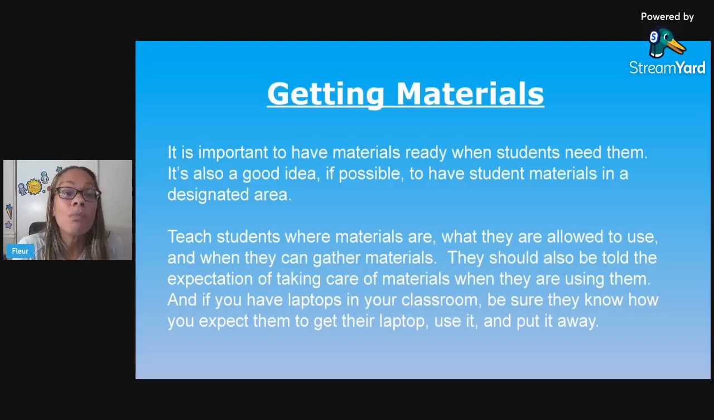So you'll want to teach them where things are. One way I did that was with my scavenger hunt. They need to know what they are allowed to use and when it is appropriate to go and gather materials. They should also be told how to take care of them, the expectation when they are using materials. And if you have laptops in your classroom, they need to know what you expect when it's time to get their laptop, use it, and put it away.